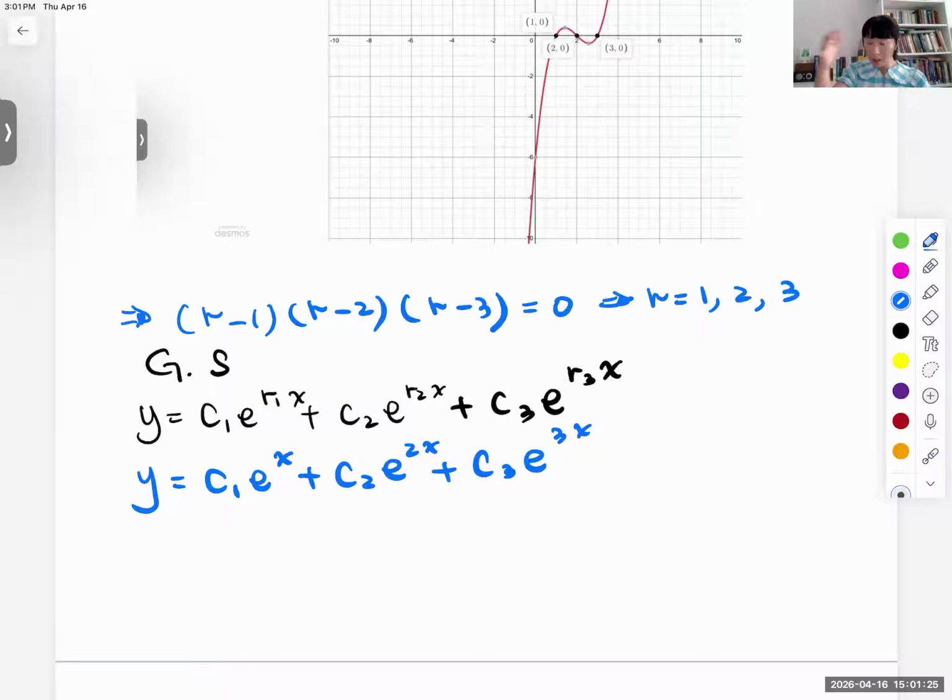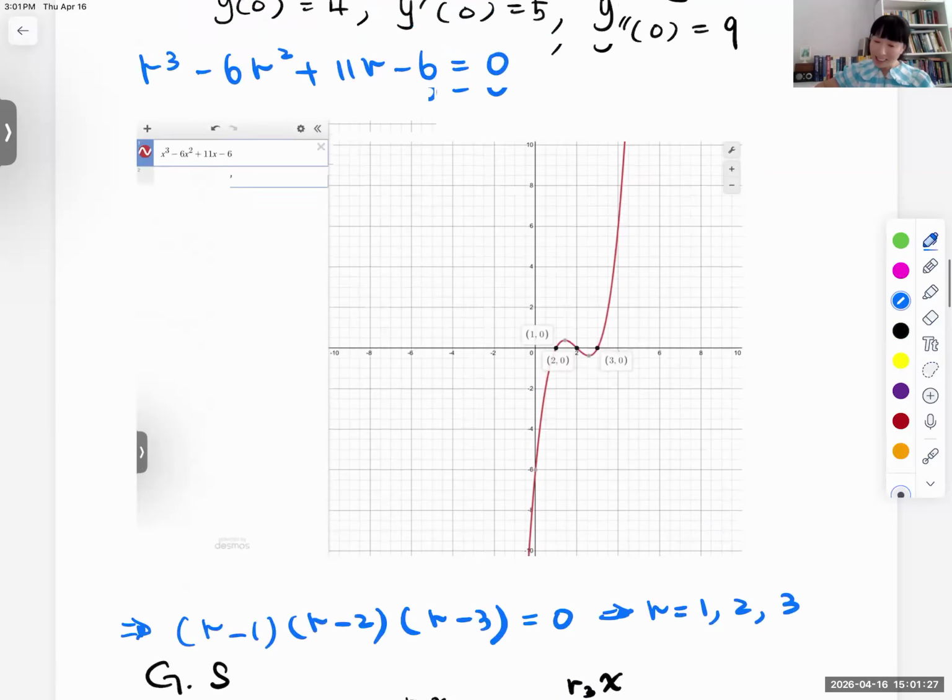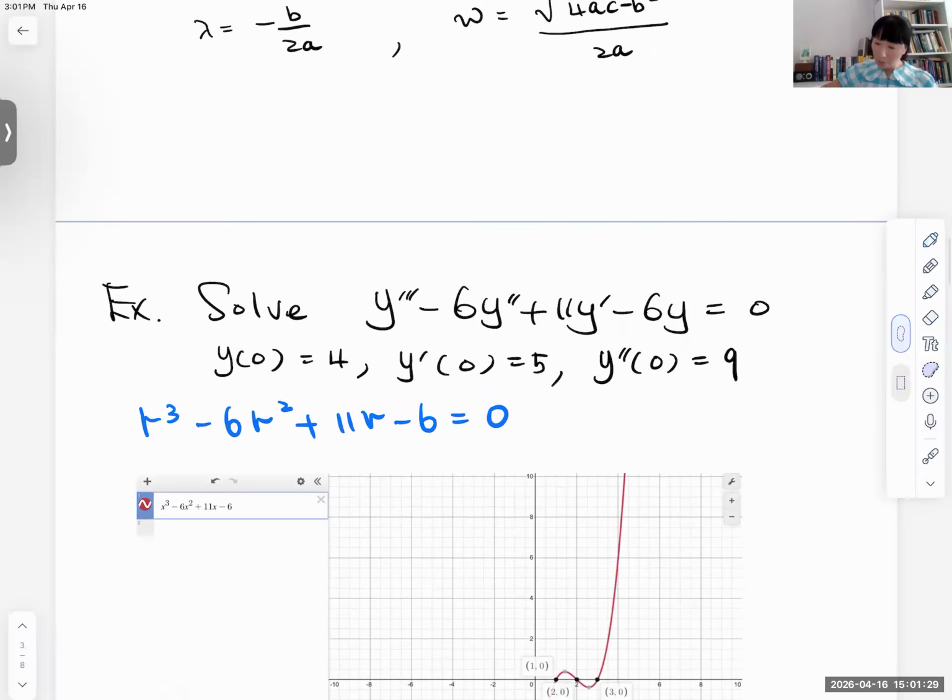Okay, we're done, right? But then we have an initial value problem, so we want to answer that, to find the particular solution. So let us do that. Okay, I want to use this one.